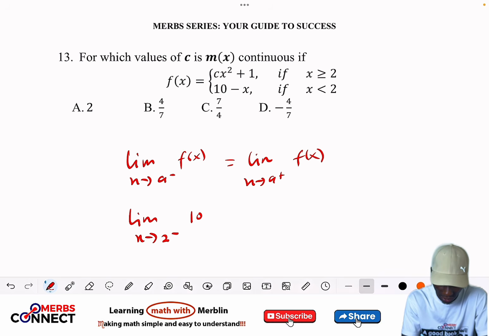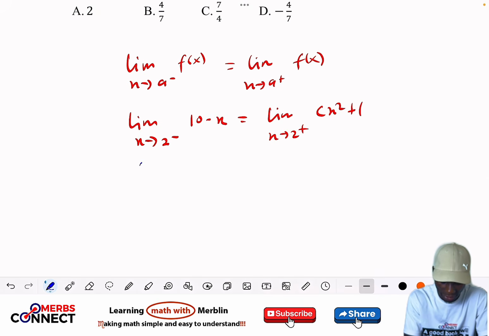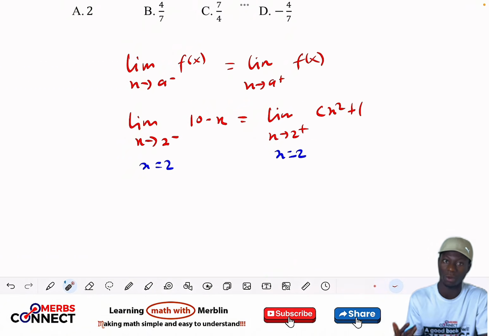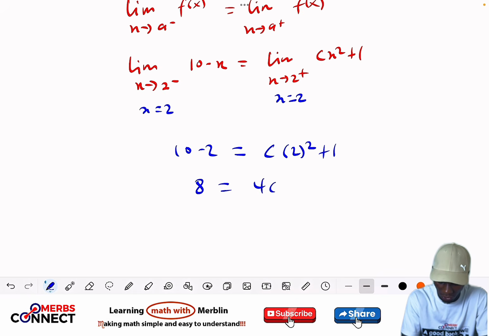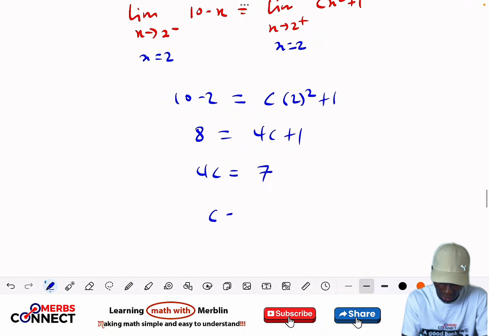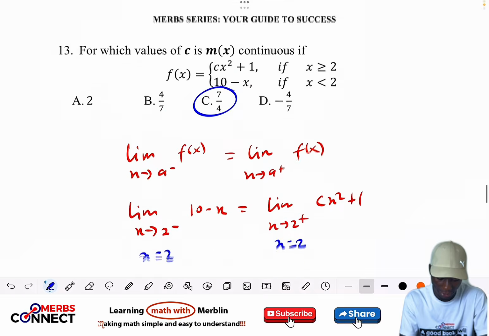So we are going to have 10 minus x, equal to, from the right, as x approaches 2 from the right, c squared plus 1. So here we set x equal to 2. 10 minus 2 is equal to c times 2 squared plus 1. This is 8 equal to 4c plus 1. Then 4c is equal to 7, which is 8 minus 1. And c should be 7 over 4. Is that right? Okay, that's right for question 13.